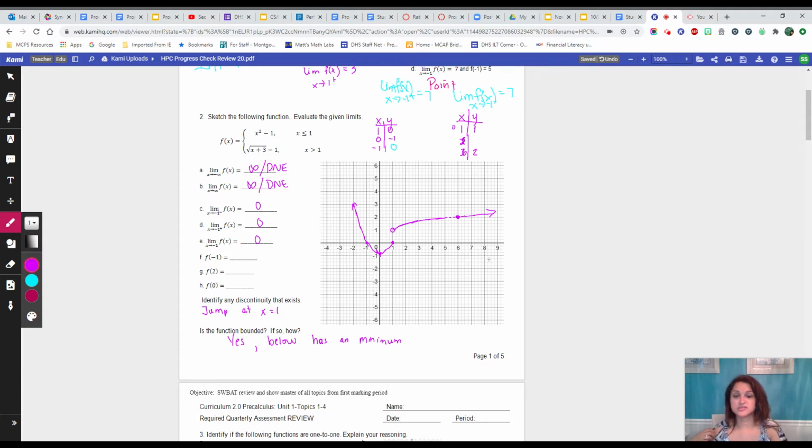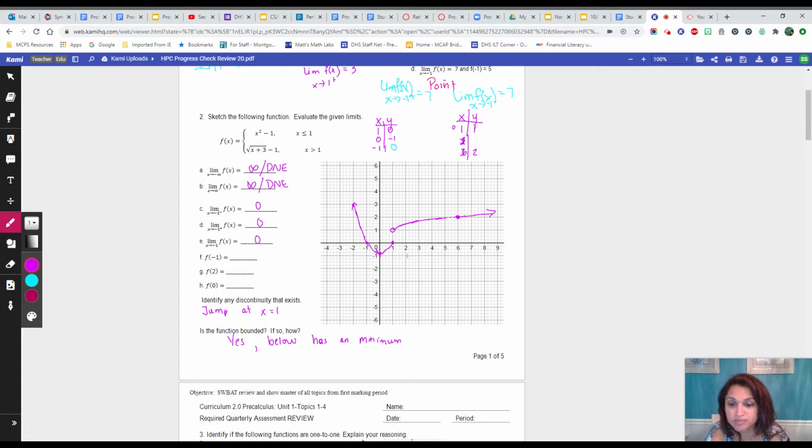All right, so there is my square root function, and we're going to answer these questions now. As you go to the left, the limit of the function is going up, so it's infinity or it does not exist. As you go to the right, it is going to keep going up again to the right, so it's also infinity, does not exist.